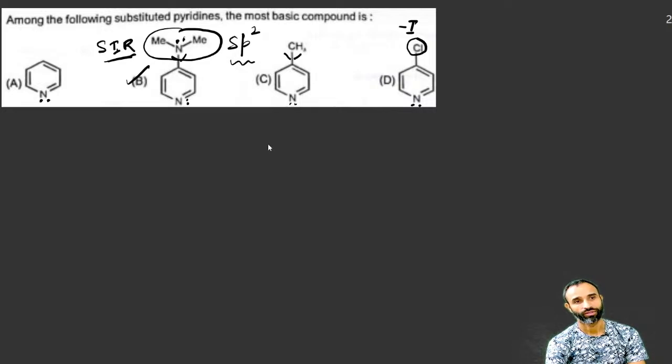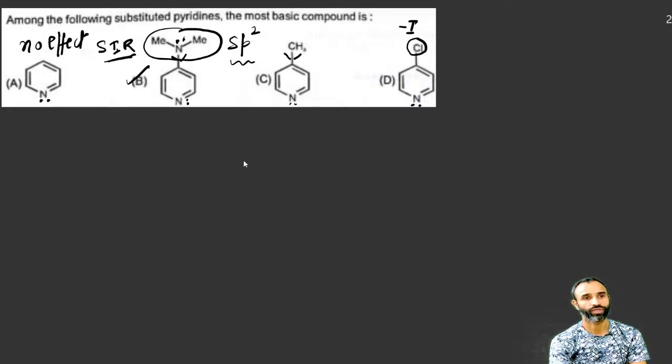Yes. And at the same time, it is a releasing group, so it is also releasing. Yes. This one has minus I effect. There is no effect. So if we compare the order, it should be B, C, then A, and at last it is D.